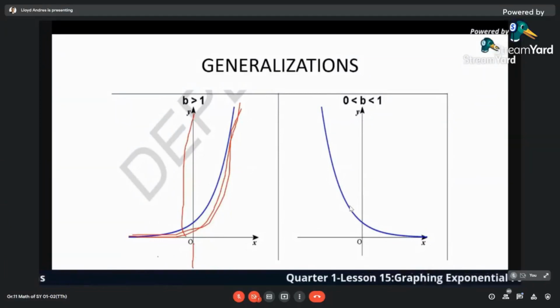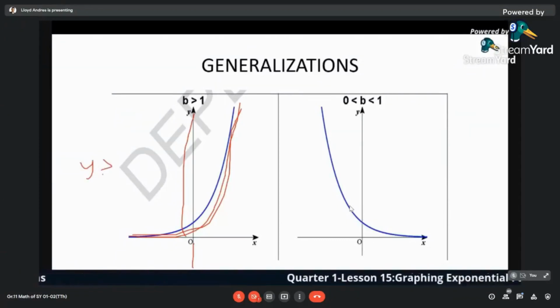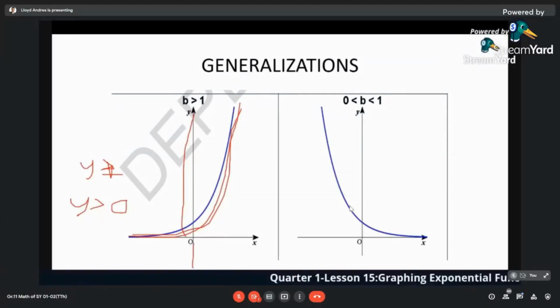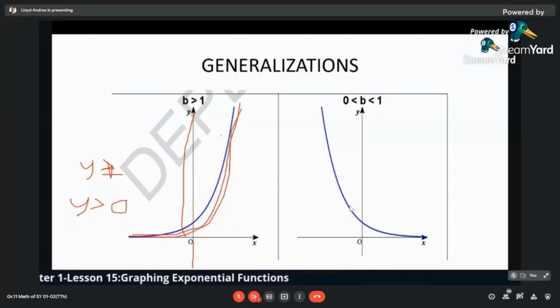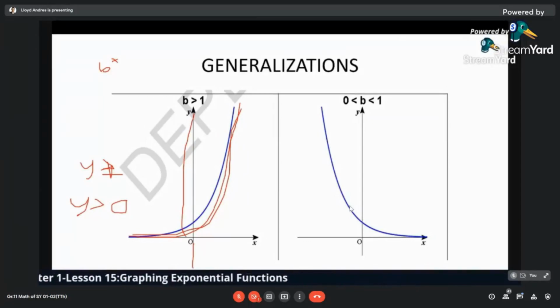So that is our range here: y is greater than 0, all of it. The graph never touches y equals 0, the line on the y-axis itself. This holds whenever the given is just of the form b raised to x. Next. So again, the domain is all real numbers. The range is y greater than 0.